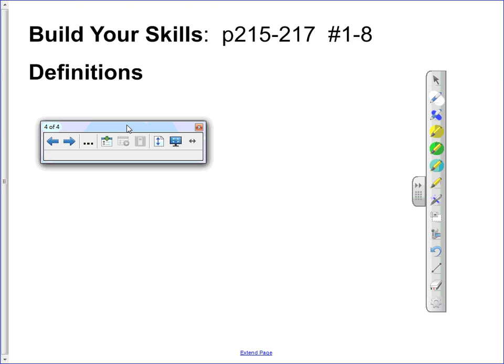Again, this should seem relatively familiar to you. So go ahead and get working on the assignment. If you have questions, please ask me as always, and check your book for definitions.